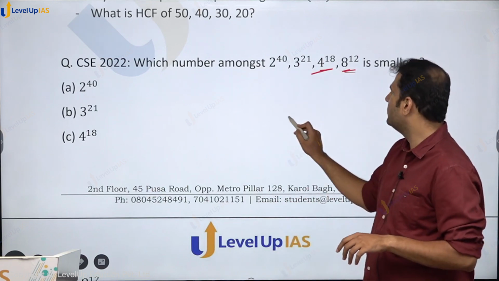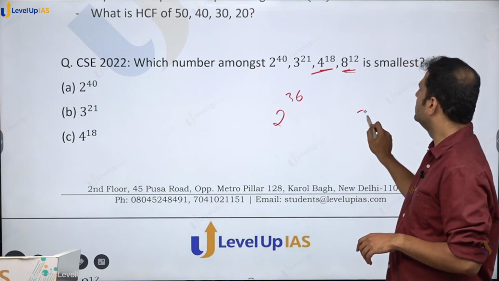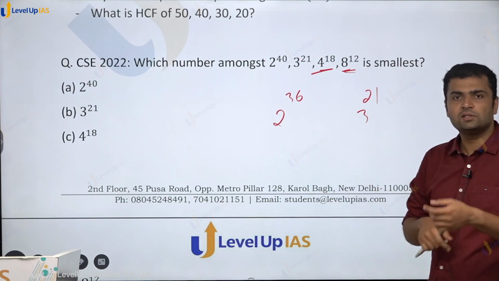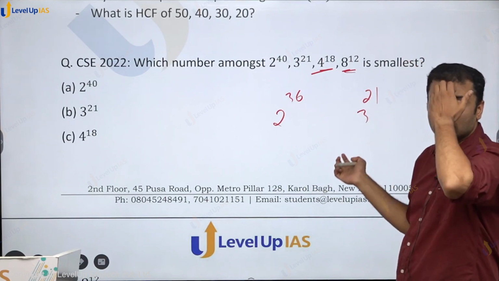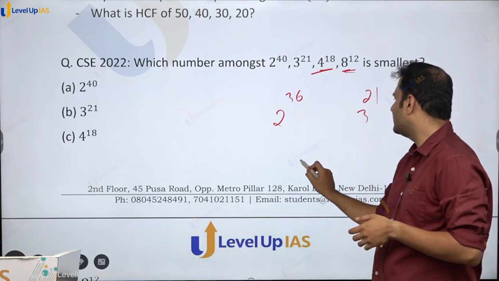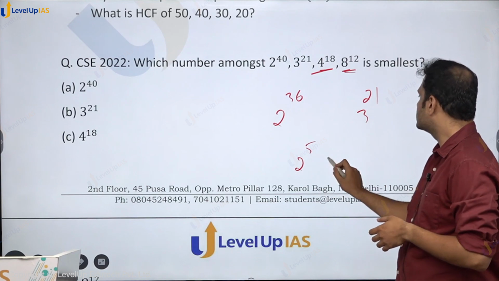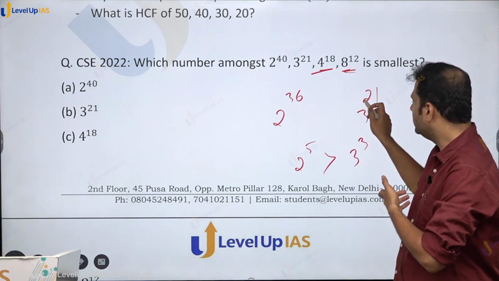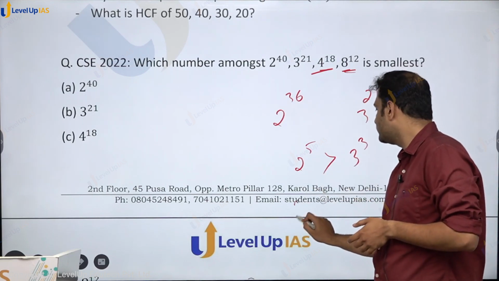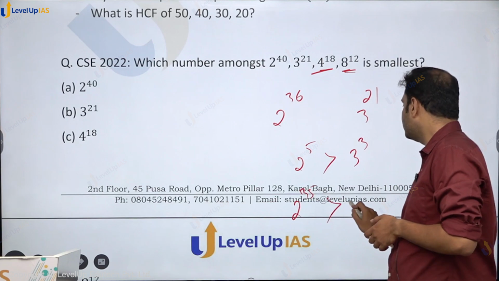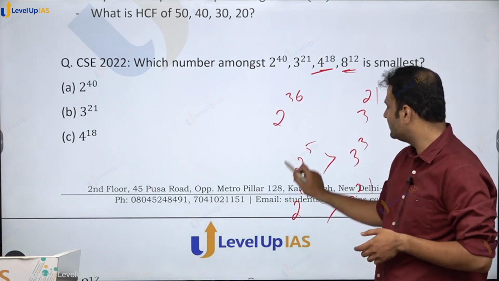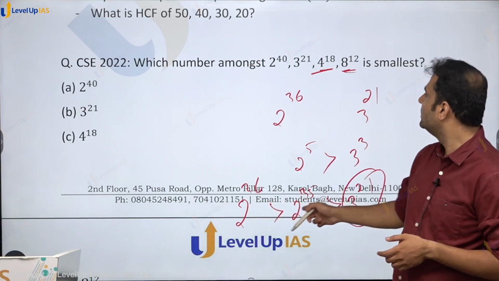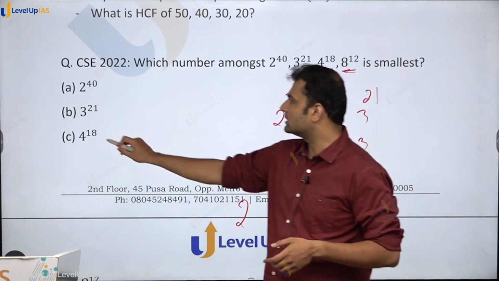But let us still compare 2 raised to 36 with 3 raised to 21. Now your hunch is that 2 raised to 36 is bigger. Why? Because you already know the answer. Let us start with 2 raised to 5 is greater than 3 cube. Now from 3 cube we want to go to here. Take 7th power of both the sides, so we get 2 raised to 35 greater than 3 raised to 21. And 2 raised to 36 is bigger than 2 raised to 35. So naturally 3 raised to 21 is smaller than 2 raised to 36. So the answer is B.